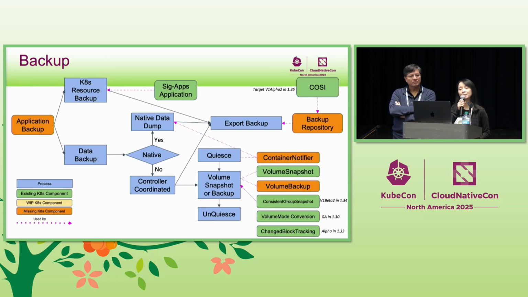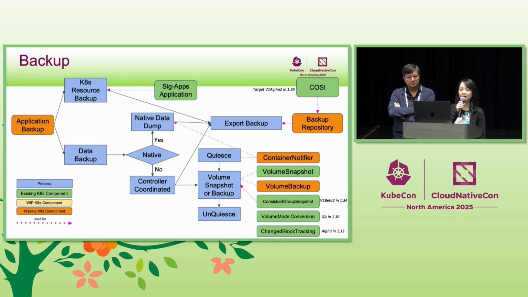This figure shows the backup workflow with existing and missing building blocks in Kubernetes. The blue color shows the process. The green color shows existing Kubernetes components. Yellow means work in progress, and orange means missing Kubernetes components. To back up an application in Kubernetes, we need to back up two pieces of data. We need to back up Kubernetes metadata, and we need to back up the data stored in persistent volumes.